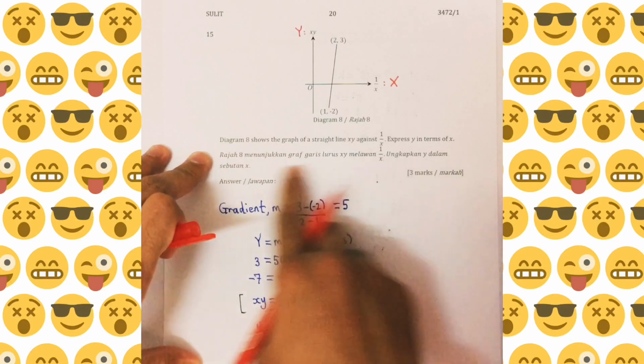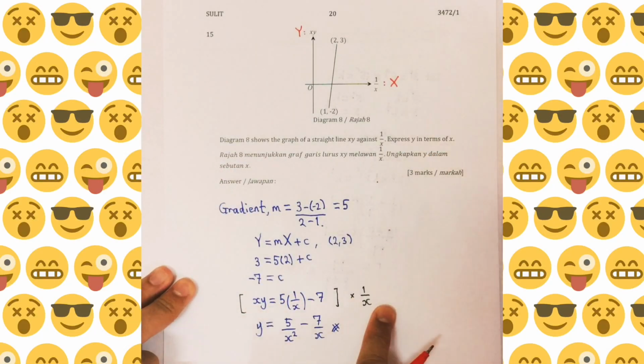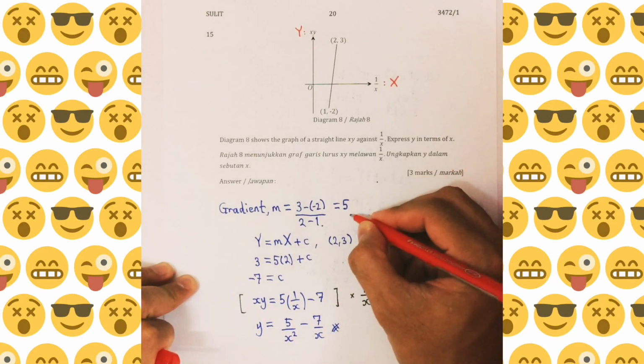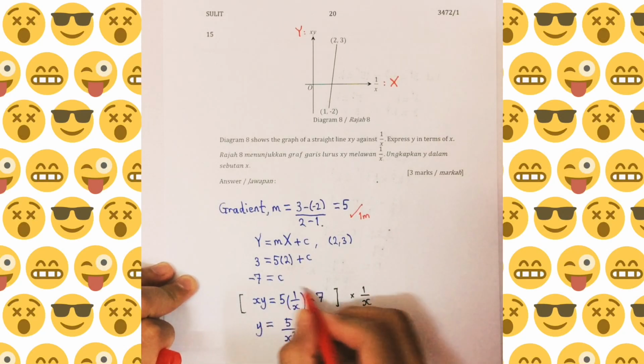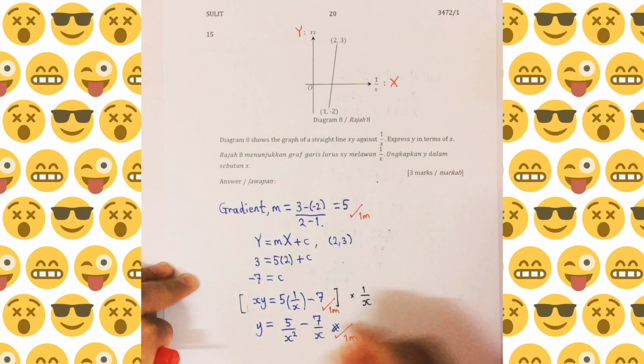The question asks you to express y in terms of x. We only want y, so we don't want to get x yet. So you times all by 1 over x. So you will get y equals to 5 over x squared minus 7 over x. So if you find the gradient, you get 1 mark. And if you express this equation, you get 1 mark here. And the final answer will be 1 mark.